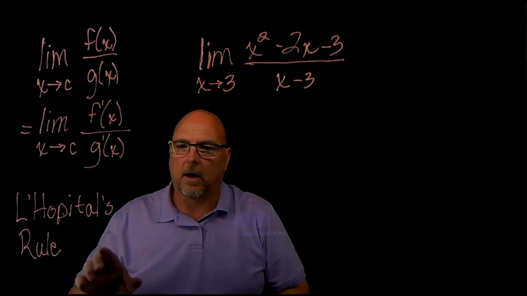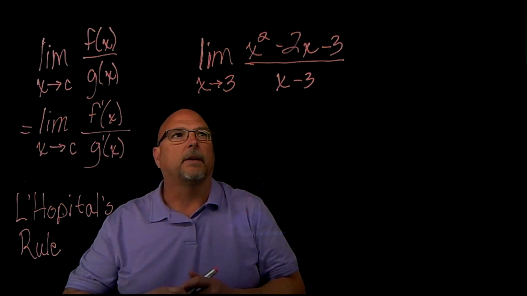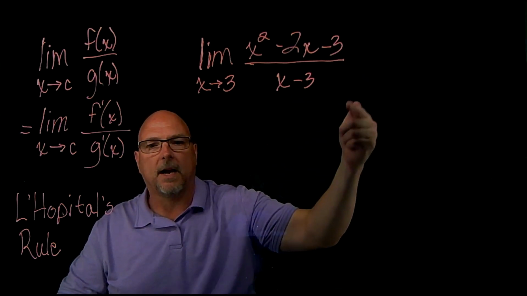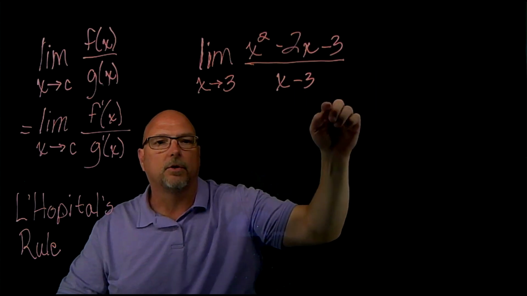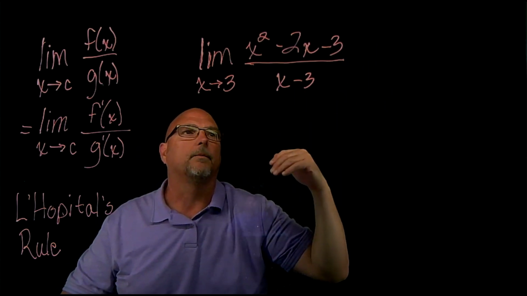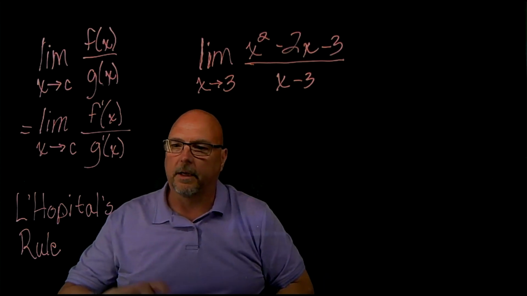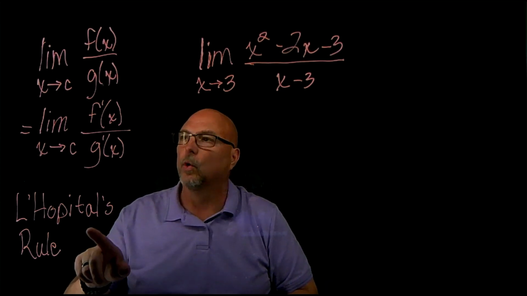So today I wanted to talk to you about L'Hopital's rule. In a previous video I showed you how to take a rational expression that, when you tried direct substitution, resulted in an indeterminate form of 0 over 0. But there's another thing that we can do, and that thing is called L'Hopital's rule.